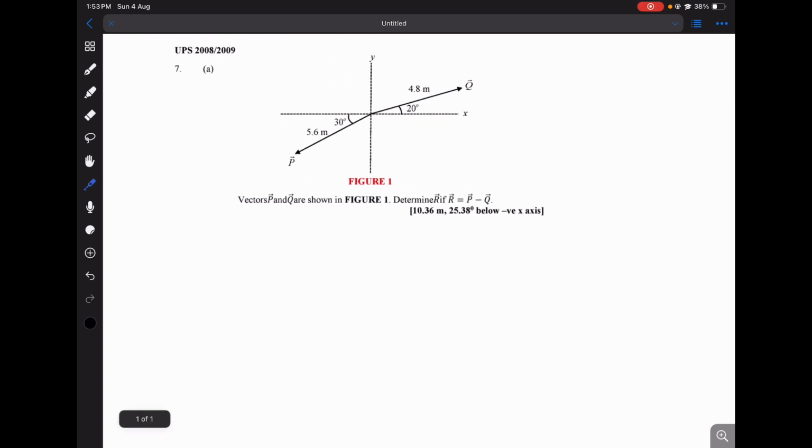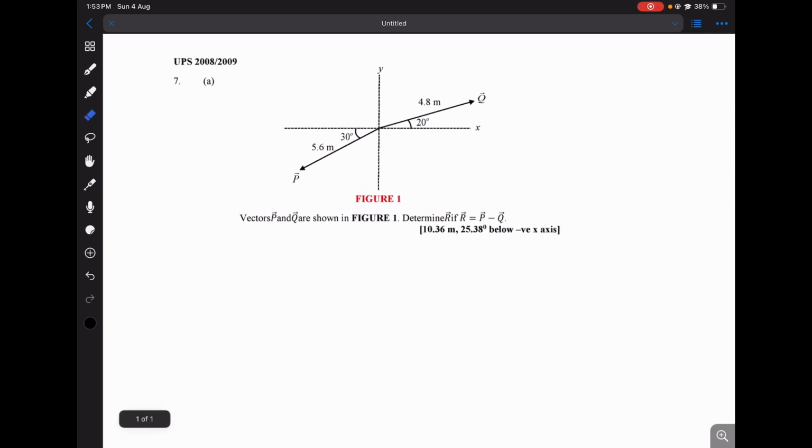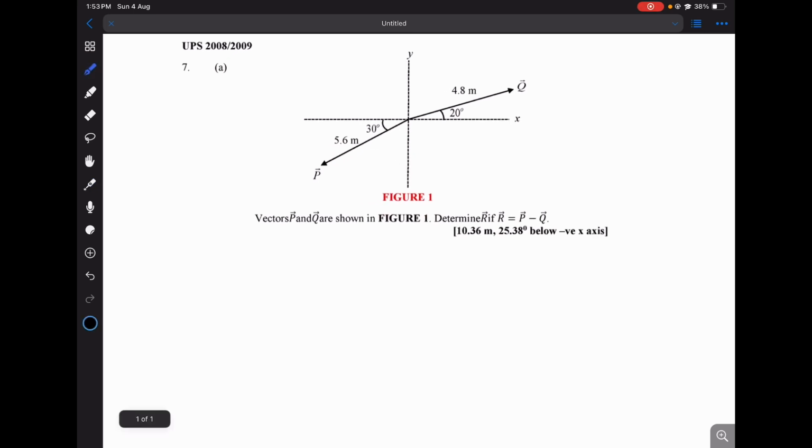For this question, we know that vector P and vector Q are shown in Figure 1. Determine vector R, if vector R equals vector P minus vector Q. For this question, we have two methods, and I will be showing you method 1, which is the normal method that we use in matrix.